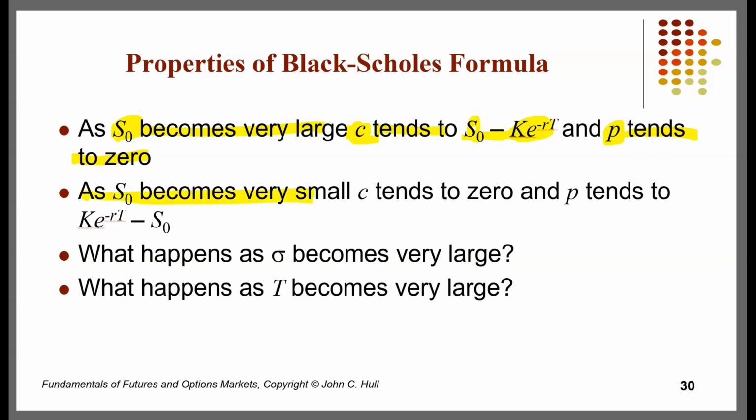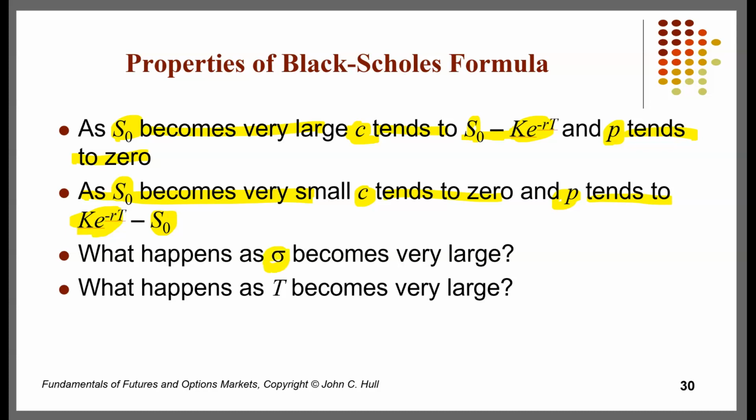As S0 becomes very small, the call value tends to 0, because S0 tends to 0, it's getting smaller, and then the put value increases. And the payoff of the put value is going to be the strike price minus the stock price, essentially. Now we use the present value factors here because we are looking at S0, right? So we need to discount the present value factor here.